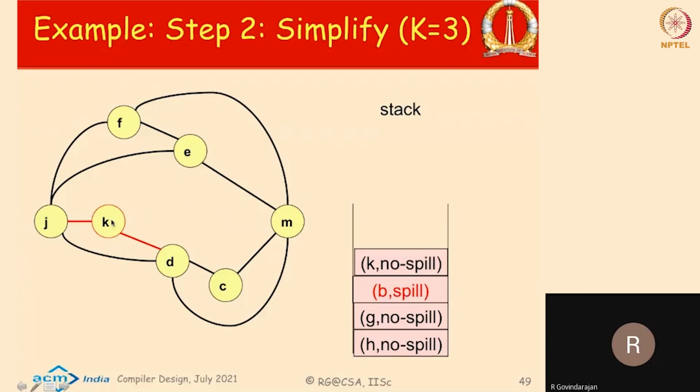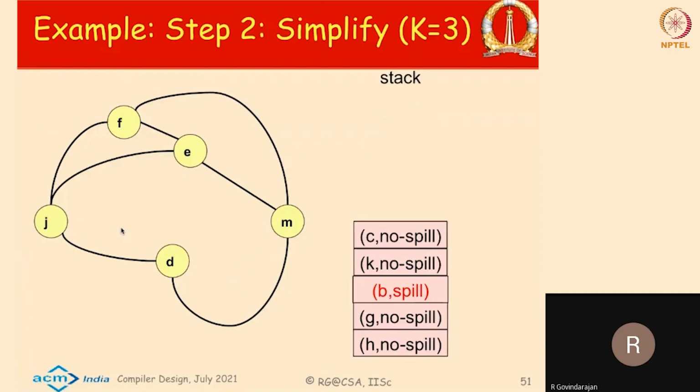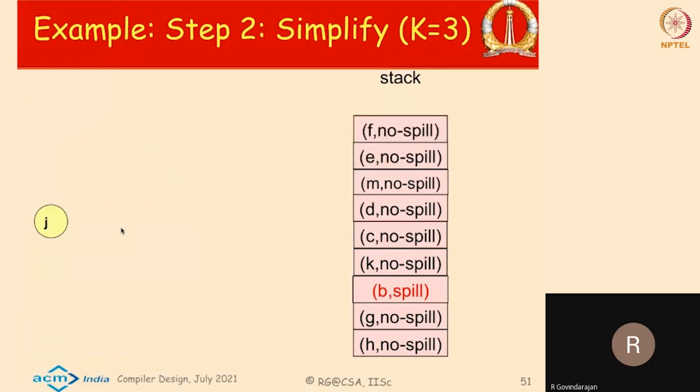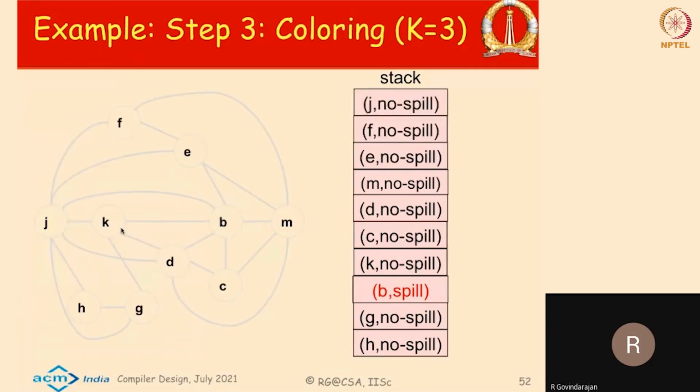Now K can be removed because it has only 2 edges. And after removing this, you can see C can be removed. Then you can see that D can be removed, right? And then you can see that M can be removed, E can be removed, F can be removed, and J can be removed, right? Now you have removed all of these nodes except for B. All others are now going to be allocated registers. So let's see how they are going to get allocated.